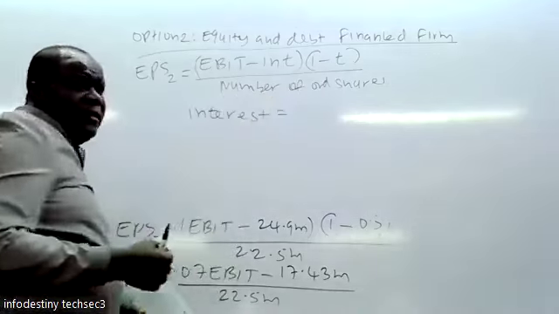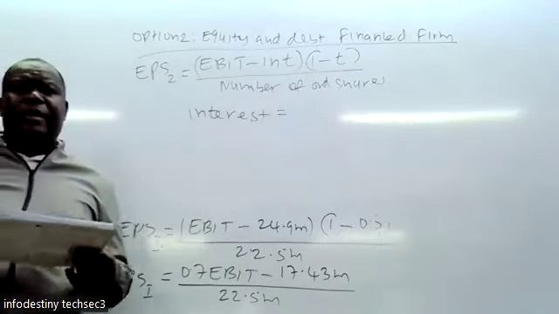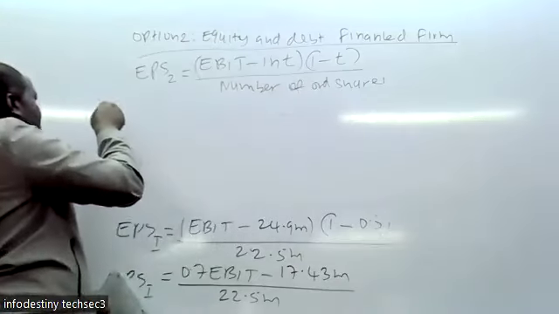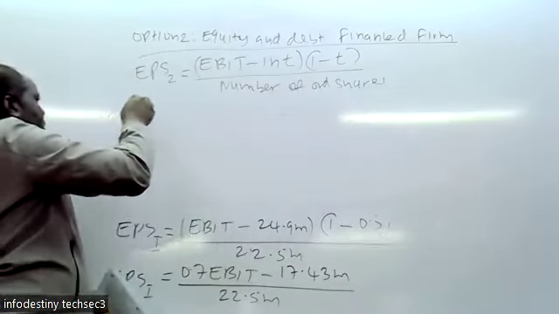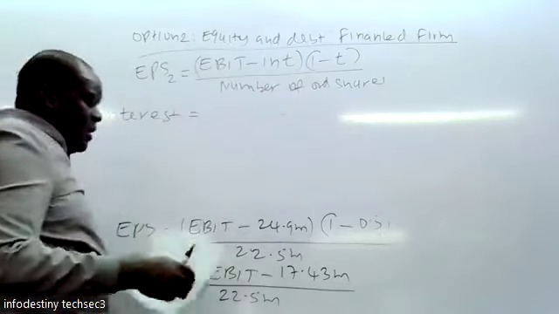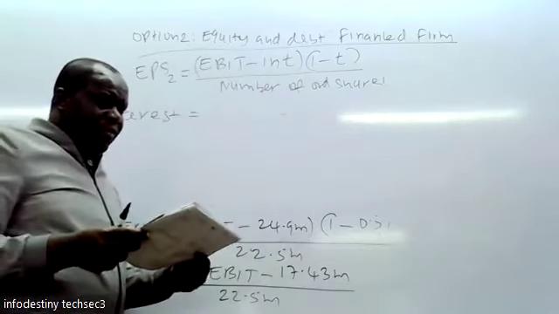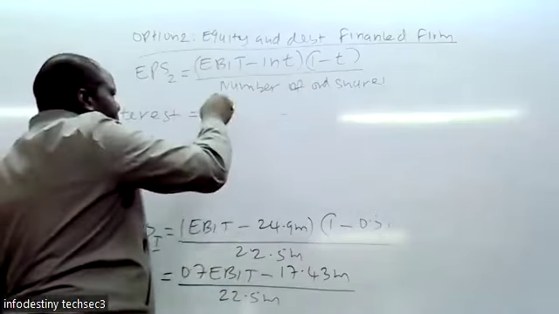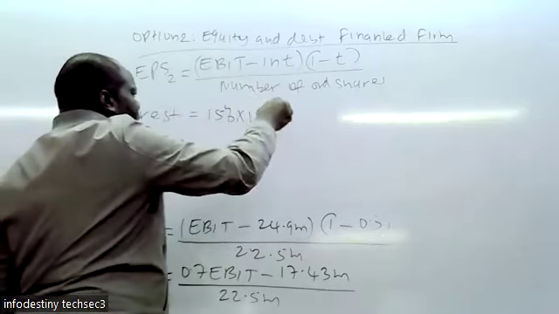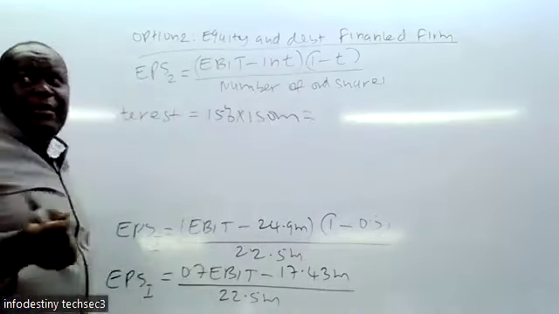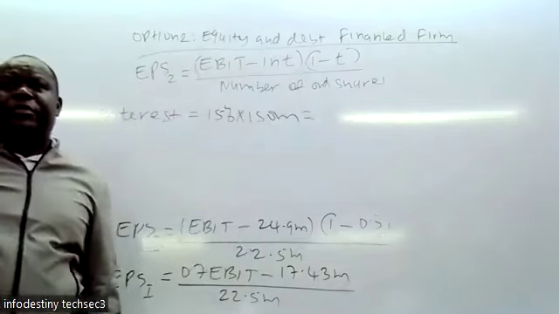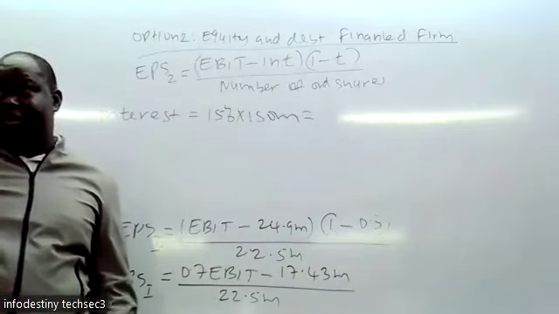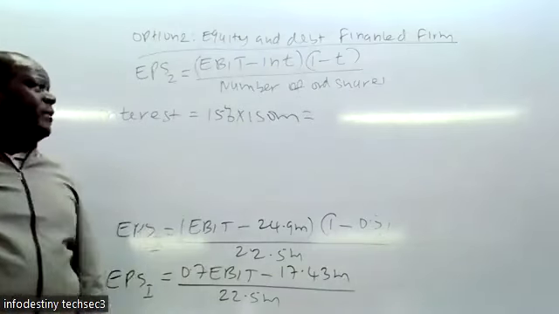For the interest, we simply take what is currently in the capital structure. Are you able to see the 15% of 150 million? 15% of 150, because that is what we are currently paying, so it will not change. The other amount to raise under option 2 will come from the ordinary shares. So what is 15% of 150 million?